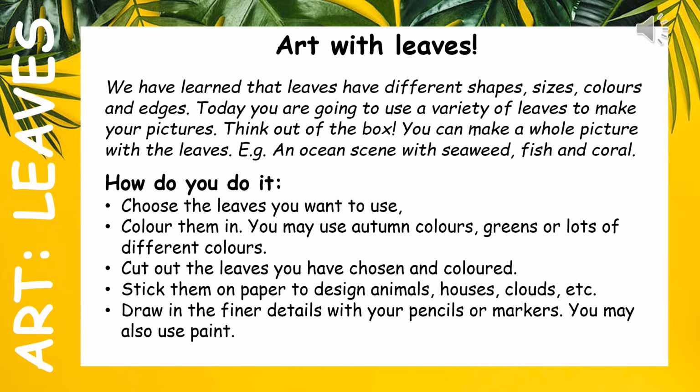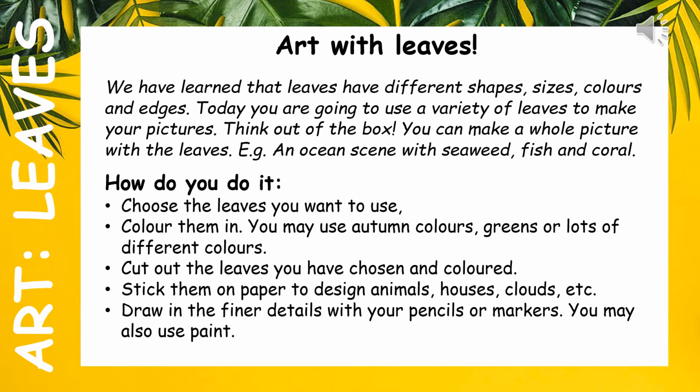Okay, so how do we make art with leaves? We have learned that leaves have different shapes, sizes, colors, and edges. Today you're going to use a variety of leaves from the PDF document to make your pictures. Think out of the box and be creative. You can make a whole picture just with leaves. For example, you could make a scene from the ocean, like under the sea, with seaweed, fish, and coral. So you can be very creative and make just one type of picture, or you can make a whole scene, a whole background and everything.